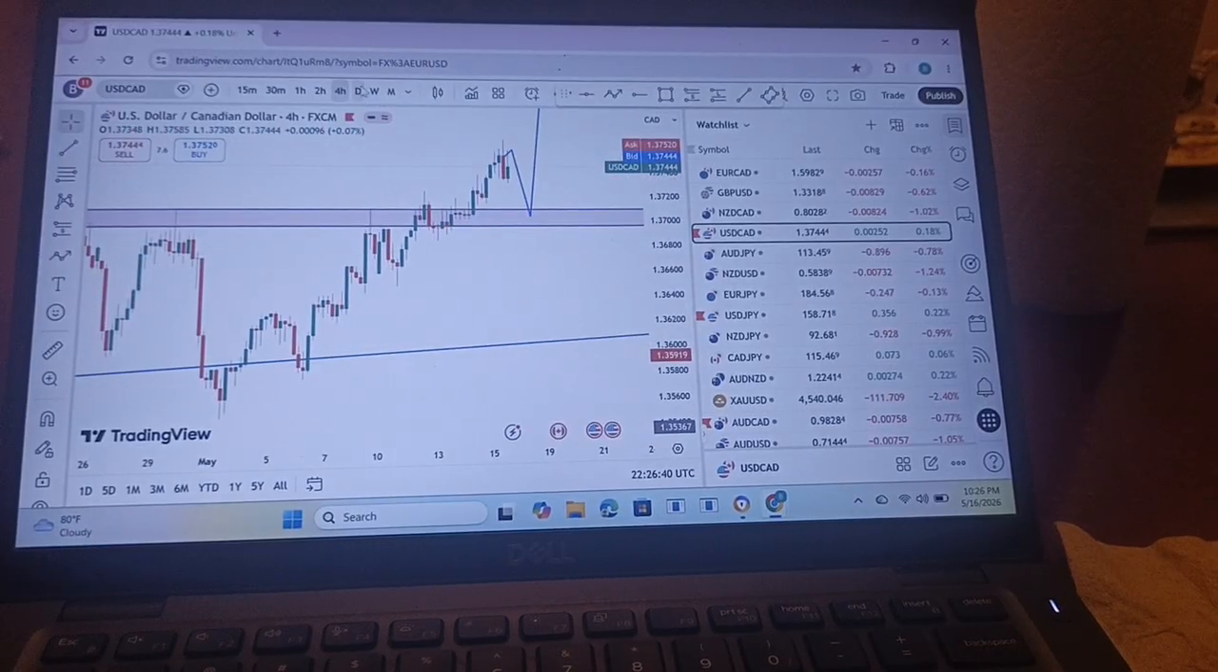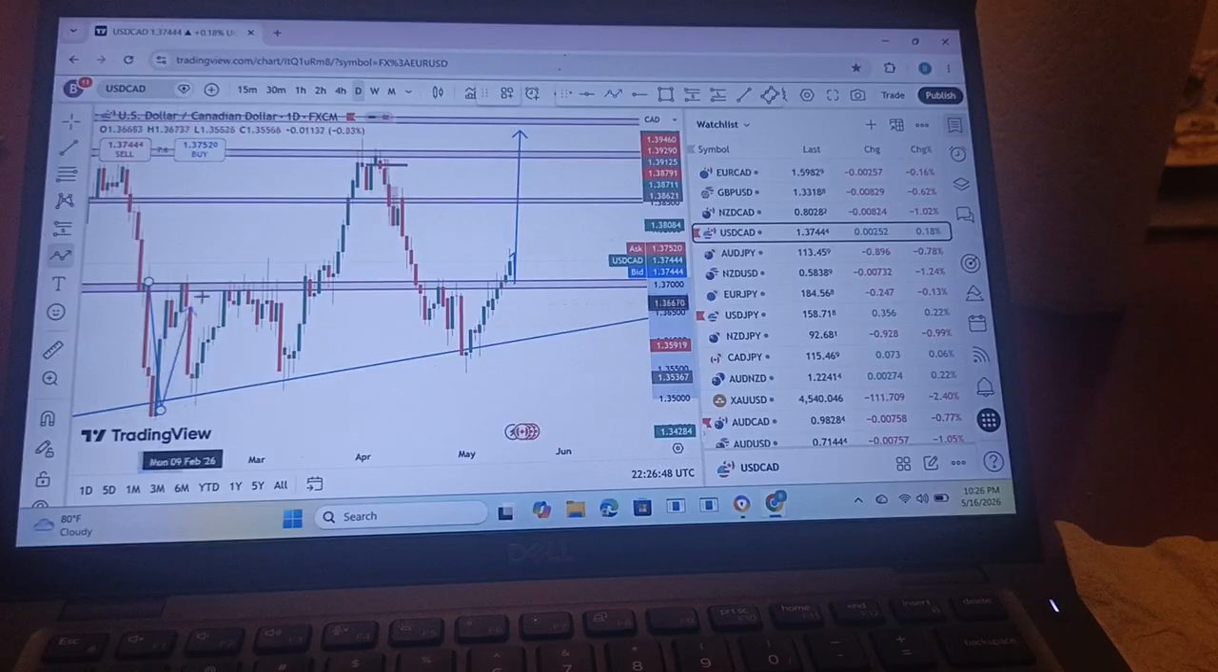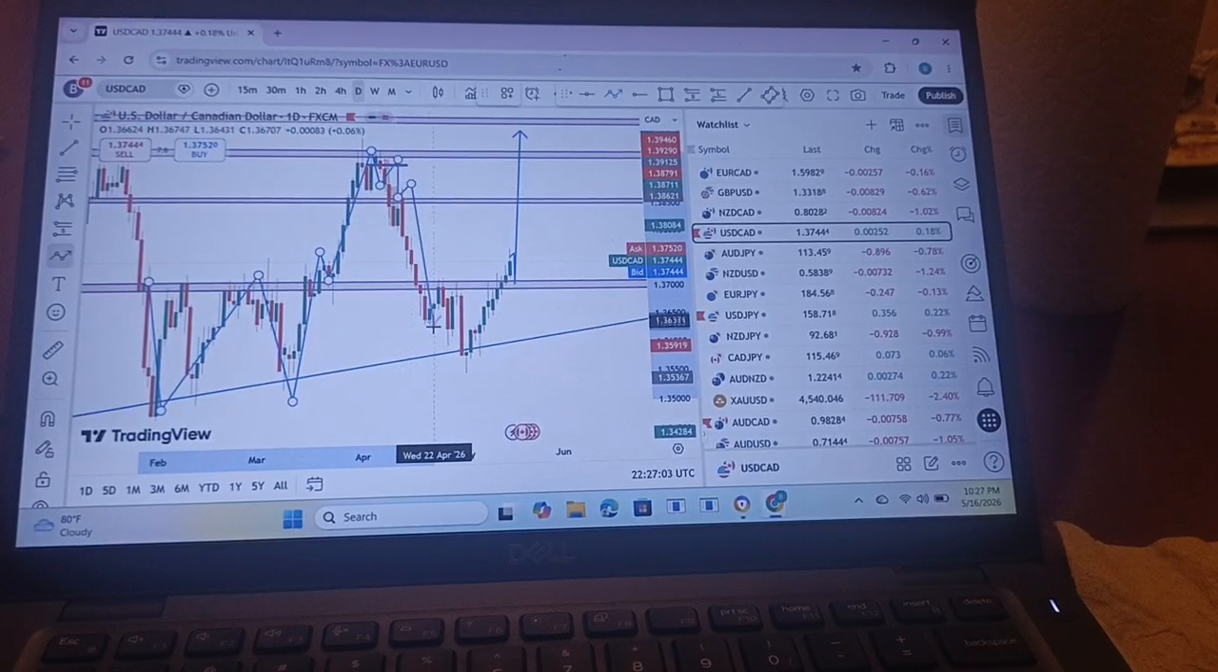When you check the daily, you see that we formed a double bottom pattern. Anytime we form a pattern like this, we retest, we buy. When we reach the top, we form a double top, we retest, we sell. So we don't carry on for the second time.